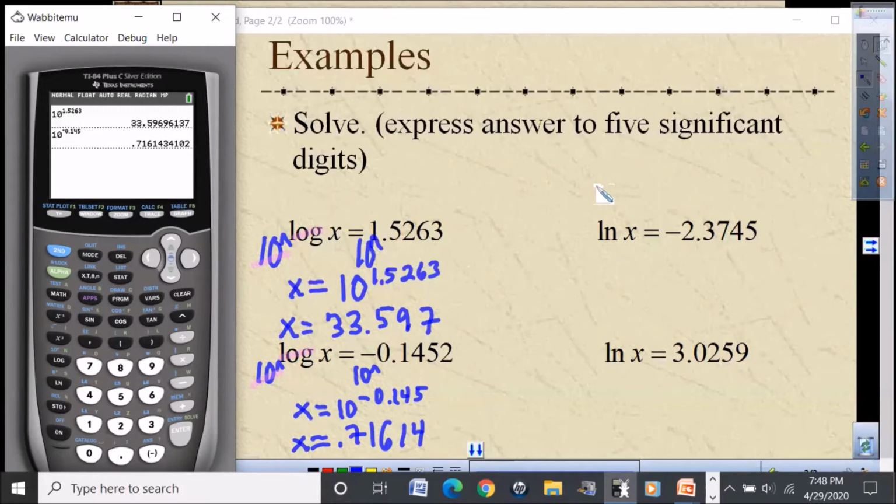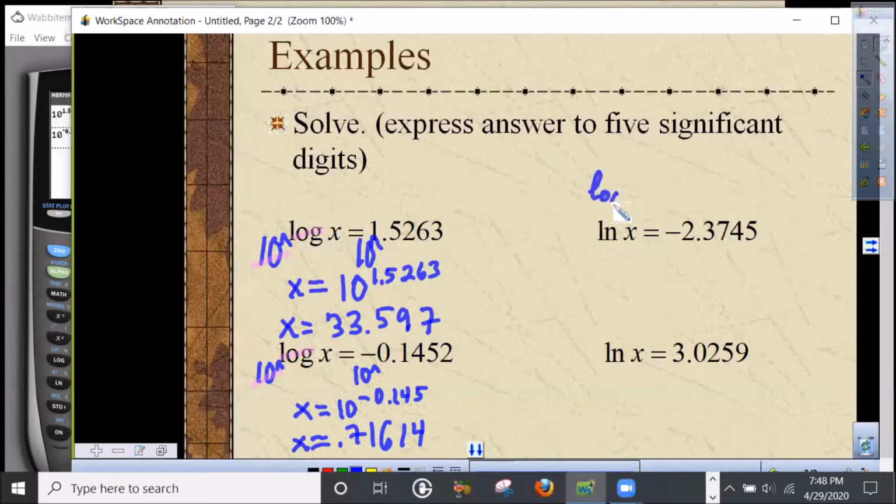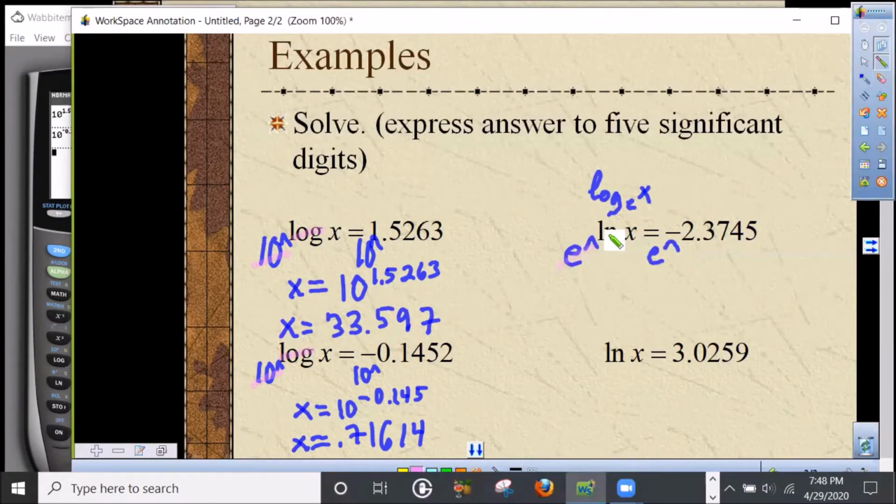And remember that natural log is another way of writing the log base e. So I'll raise both sides of this equation as a power of e. e will essentially cancel out the natural log. e to a power and natural log are inverse operations, and this leaves just the variable x.